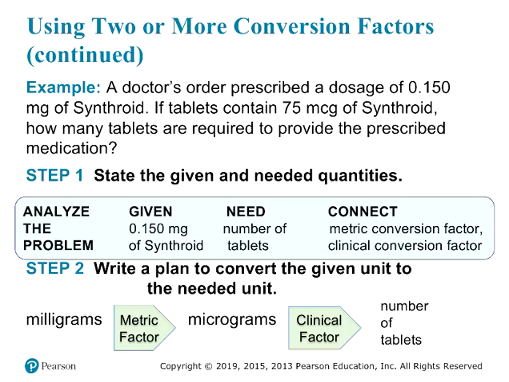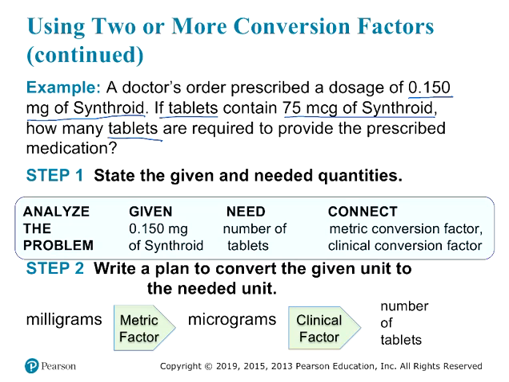So let's say a doctor's order prescribed a dosage of 0.150 milligrams of Synthroid. Synthroid is a medicine that helps with thyroid cancer, or just if your thyroids aren't acting the way they should, Synthroid can help. So if tablets contain 75 micrograms of Synthroid, how many tablets are required to provide the prescribed medication? So I like to underline the information I'm given because it can help me organize my thoughts when I'm working through a more complicated problem.